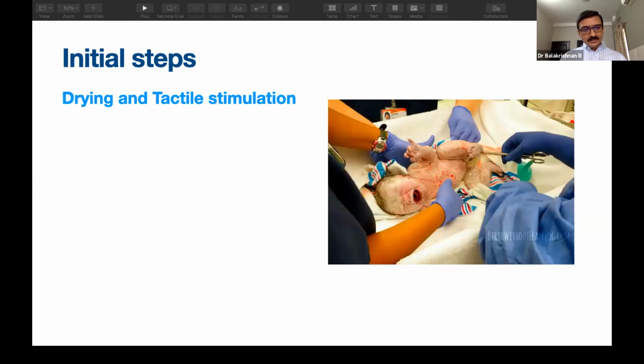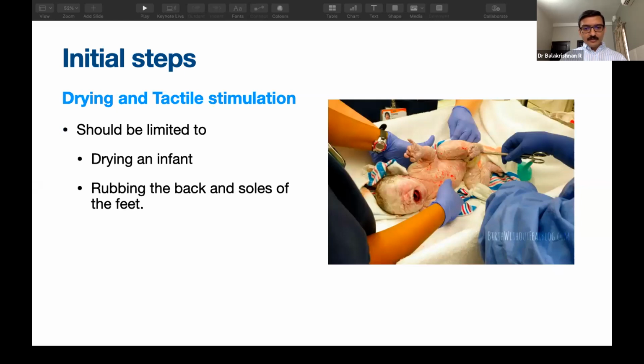And after we have suctioned, we should dry and do tactile stimulation, but it should be limited to drying, rubbing the back and the soles of the feet. There is no flicking of the soles, which has been taken off from the last NRP.